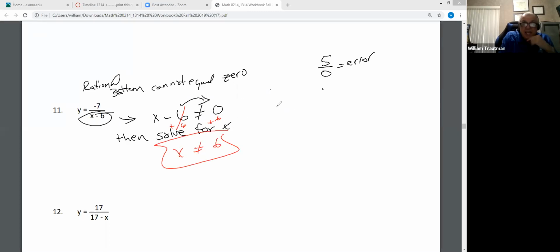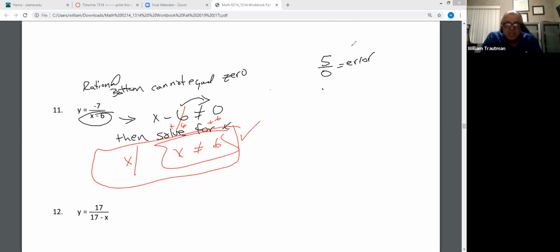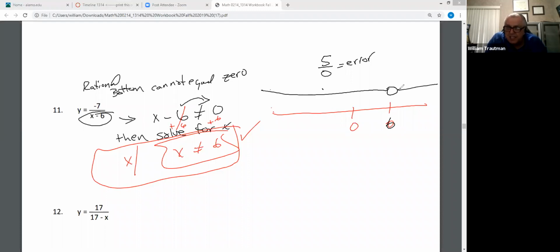That's the domain. X can equal everything else. It cannot equal 6. And I think your book will let you write it down this way. This is called set builder notation, with the x and the line through it. X cannot equal 6. This is one way of writing it. Another way, if we graph it, here's 0, here's 6. That means there's a hole at 6. X can equal everything else, but it cannot equal 6.